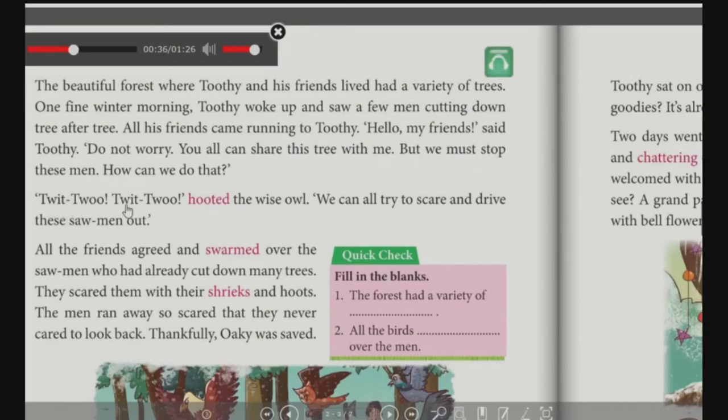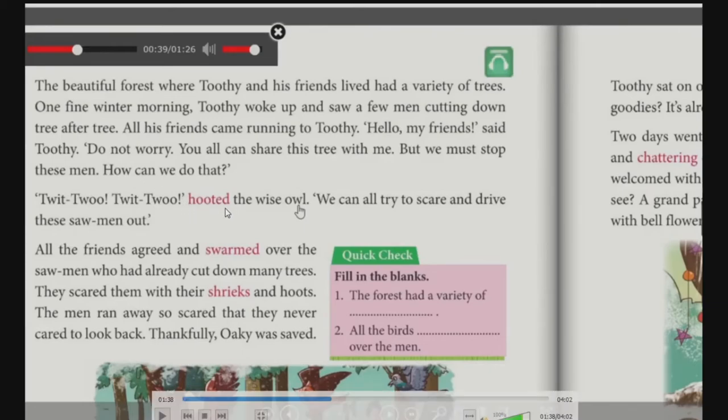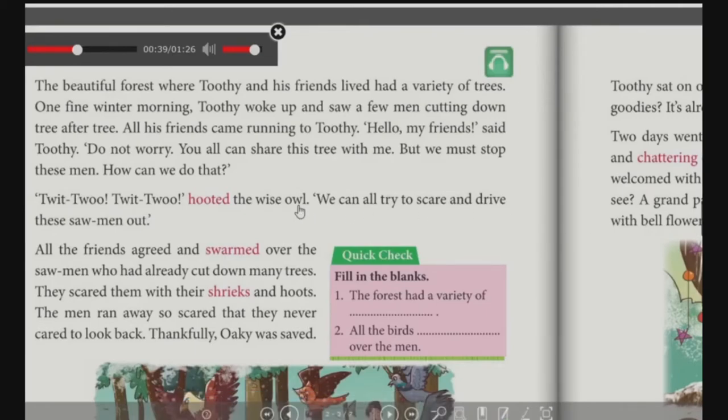"Twit-too, twit-too," hooted the wise owl. Before moving on to what the owl said, in the video there was this sound of hooting. And this twit too, this is the sound that an owl makes. So let's see what the owl said. We can all try to scare and drive these sawmen out.